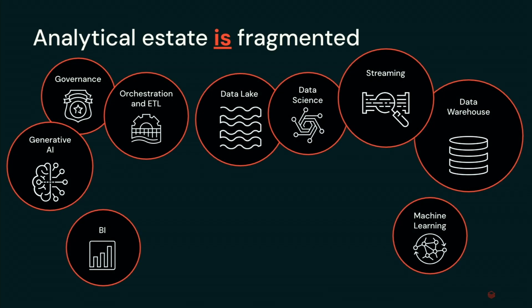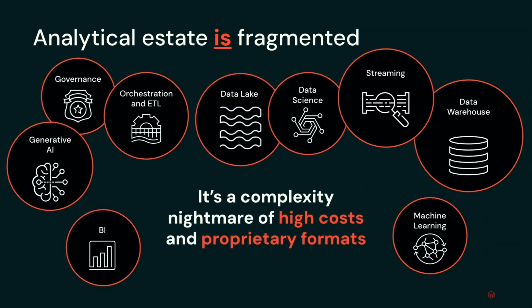So traditionally, your data estate, this analytical estate, has been fragmented. There are so many different parts of this. We can solve it with components like Unity Catalog. There's governance, there's orchestration, there's your data lake, there's streaming in terms of Kafka that we're going to talk about today, and data warehousing. And it's a complex nightmare to manage all of this.